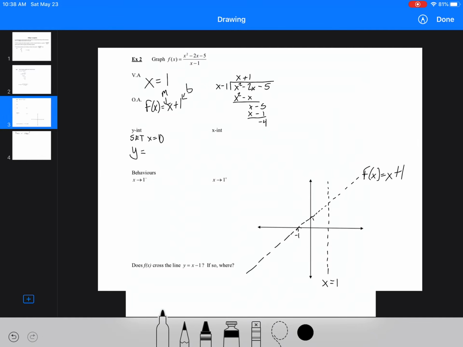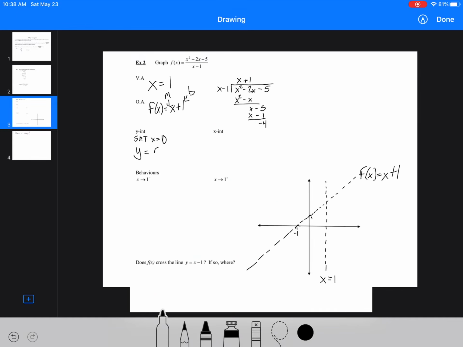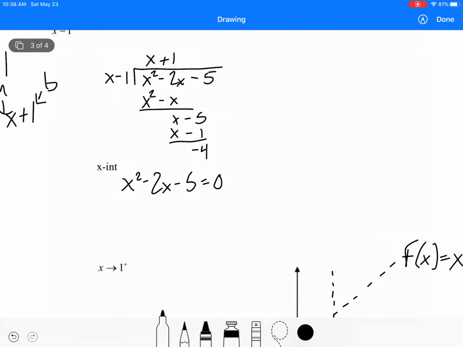When x equals 0, everything in the equation except for the 5 and the 1 goes away. We have negative 1 over negative 5. Now the x-intercept's a little bit harder because we're setting y equal to 0. If we set y equal to 0, we're making x squared minus 2x minus 5 equals 0. You would factor that normally, but this doesn't factor. So we'd put it into the quadratic formula.